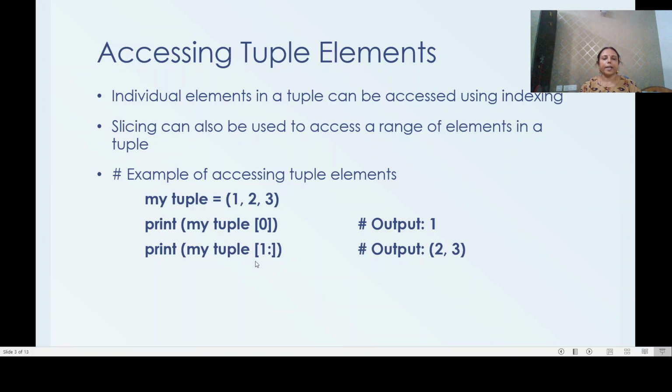And if I want to access elements with slicing, I have to mention the start and the end index. If I don't have an end index, I mention it as a colon, which means it starts at index 1, that is referring to 2, and it will access all the remaining elements in the tuple. So you will get the output as 2, 3. Remember that whenever I use slicing on a tuple, my output will be a tuple.